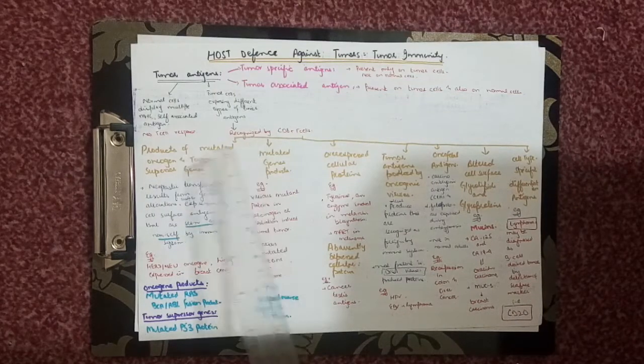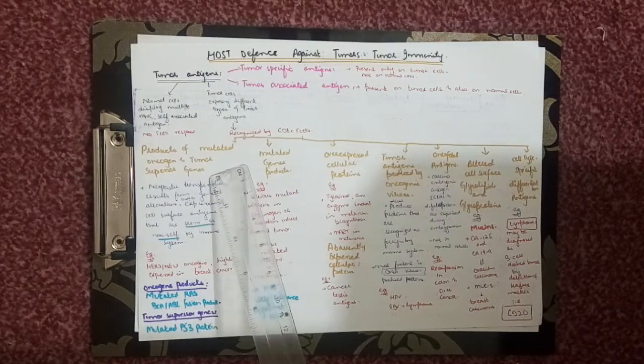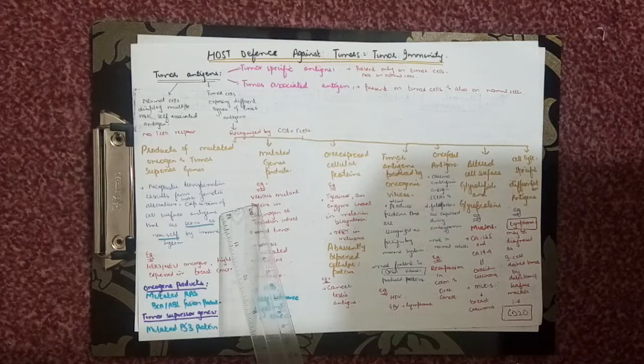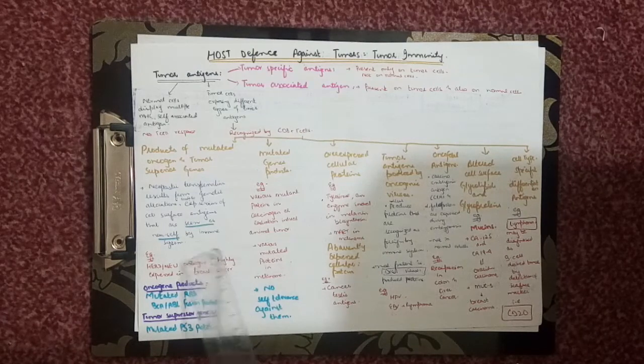The first is the product of mutated oncogene and tumor suppressor gene. Neoplastic transformation results from genetic alteration that will lead to expression of cell surface antigens that are seen as non-self by the immune system. For example, HER2 neo oncogene, highly expressed in breast cancer. Oncogenic product may be mutated RAS or BCR-ABL fusion product.